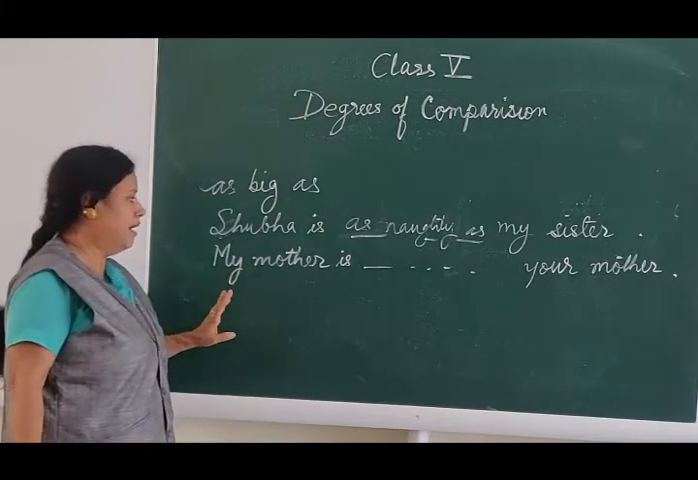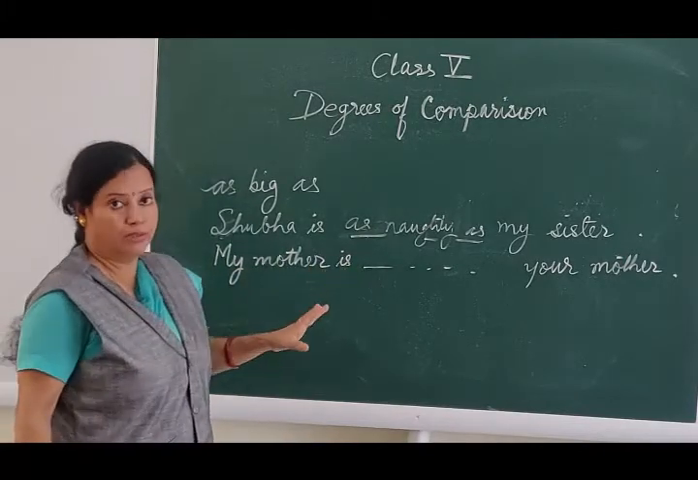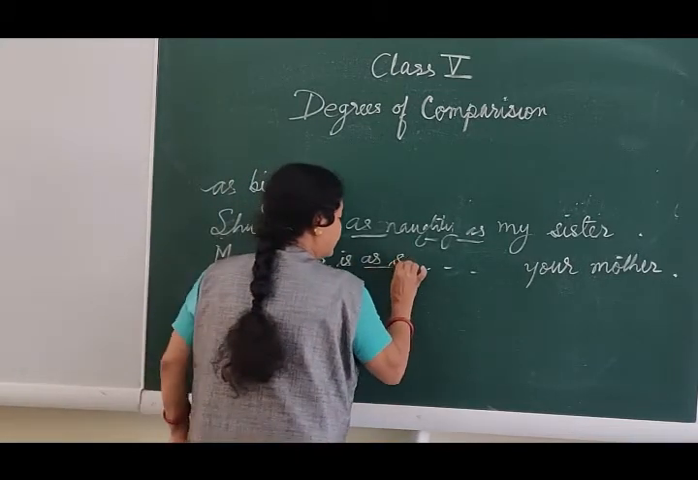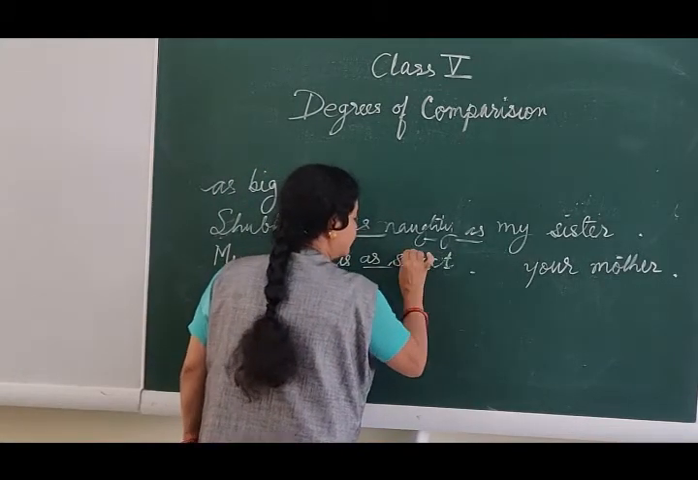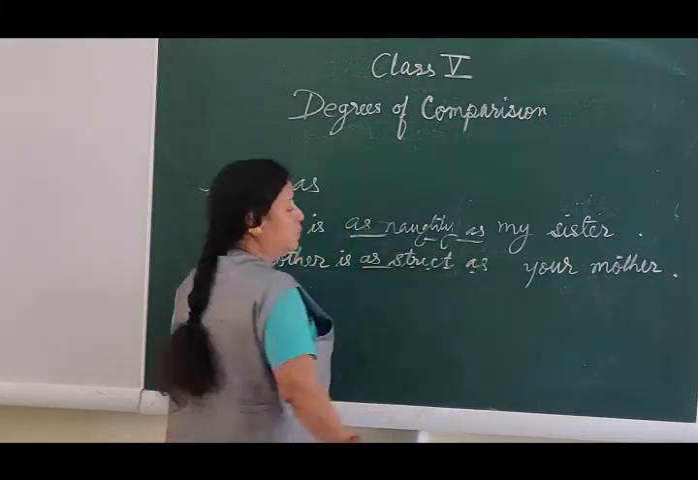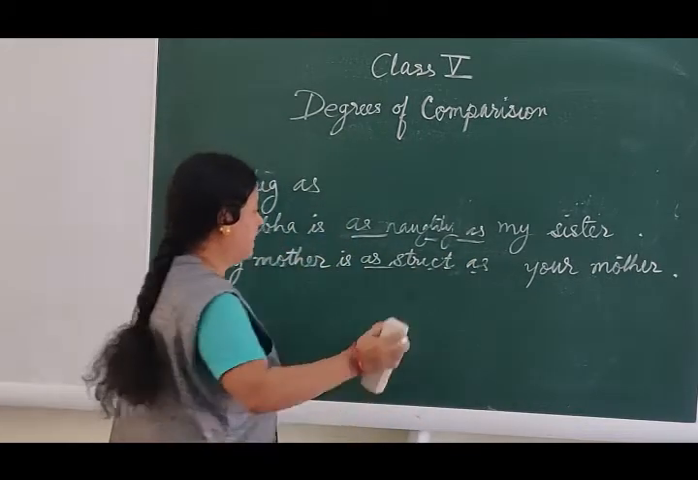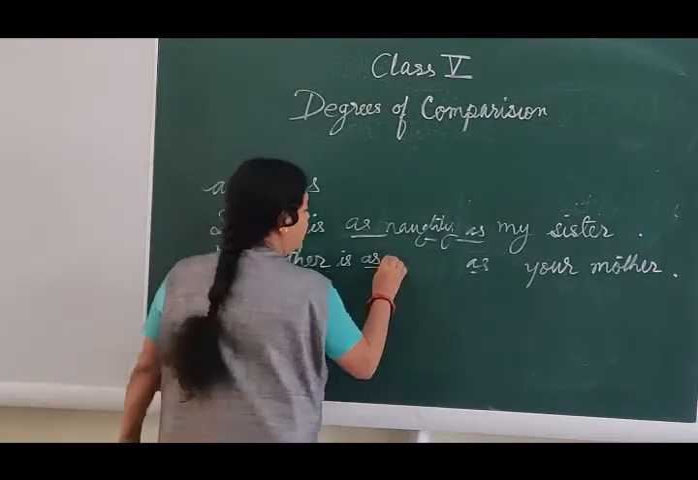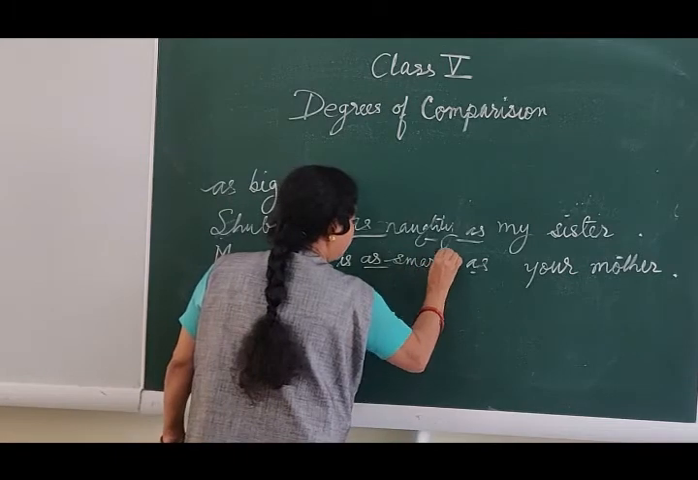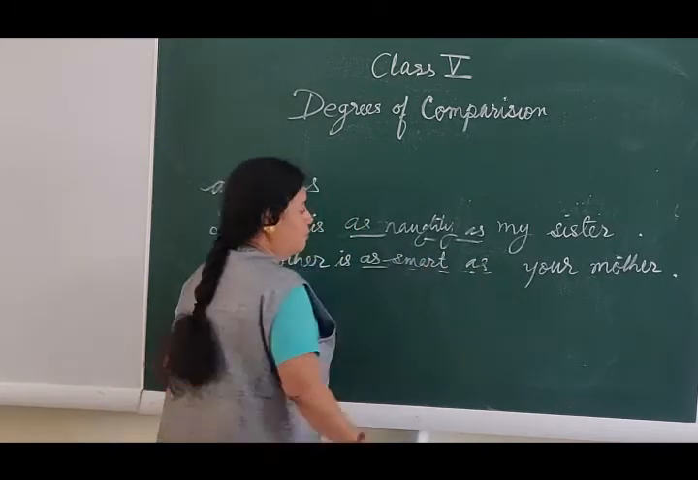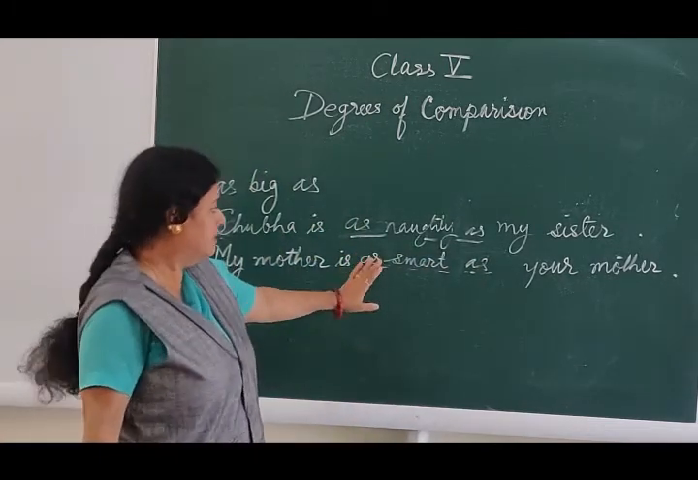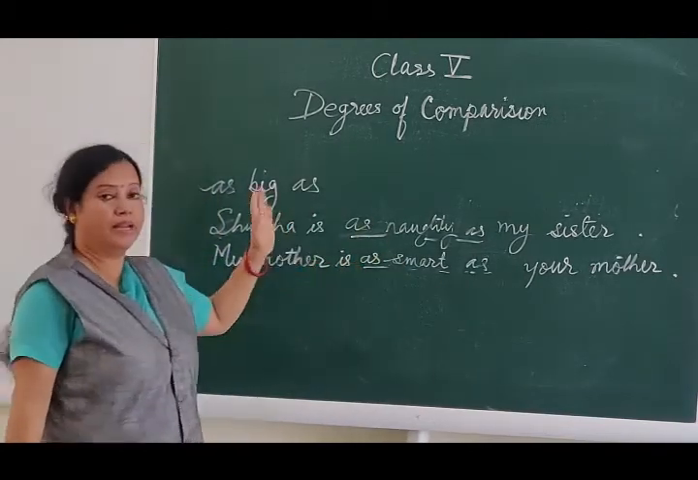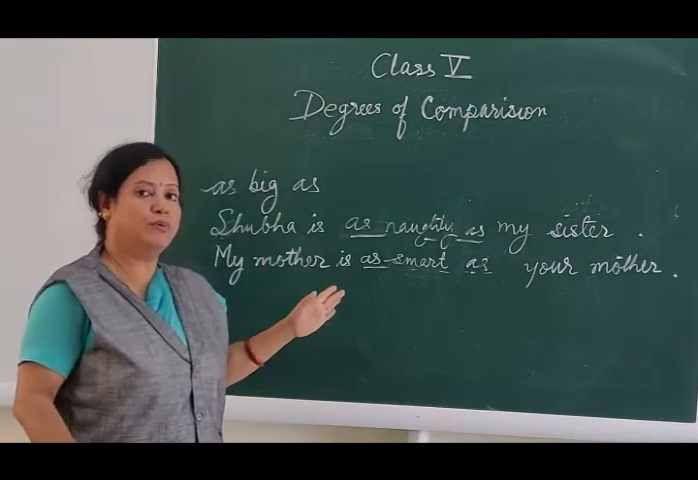And the second example: my mother and your mother. My mother is as strict as your mother. My mother is as smart as your mother. My mother is as beautiful as your mother. This way we compare things of the same quality.